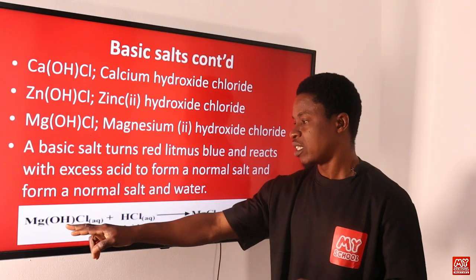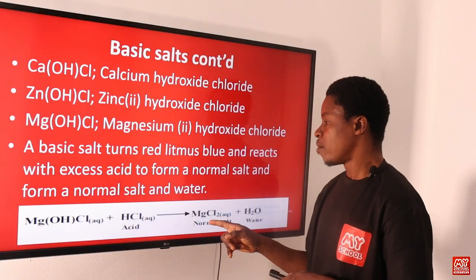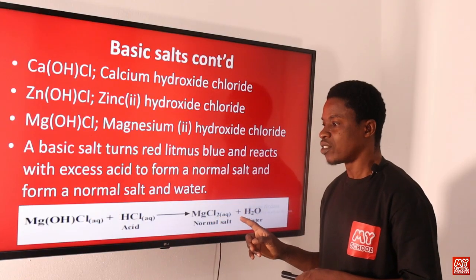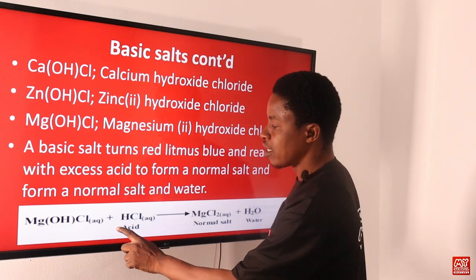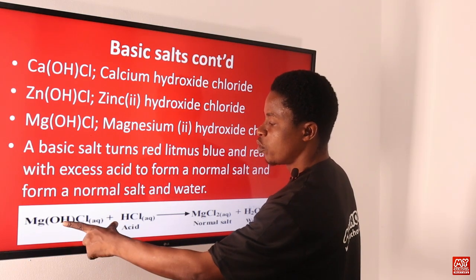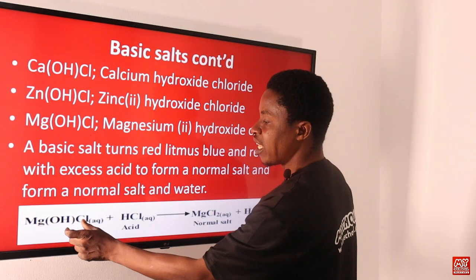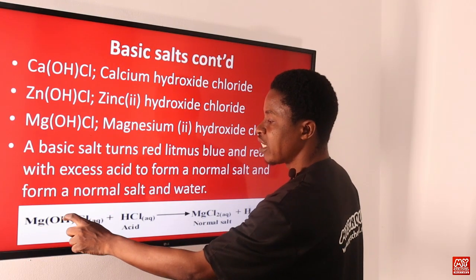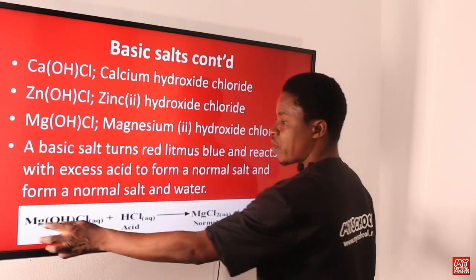This is a base, you can see that, plus HCl. When they react together, they form normal salt and water. So all we are saying is that the hydrogen that is in the acid reacts with this OH, pulls it out there to form what? Water. Then we'll be having MgCl left, because this hydroxide ion with hydrogen ion reacts together to form water. Then we have MgCl left.